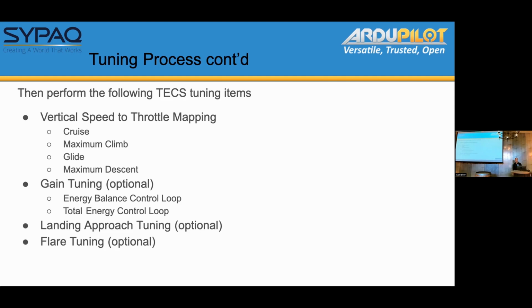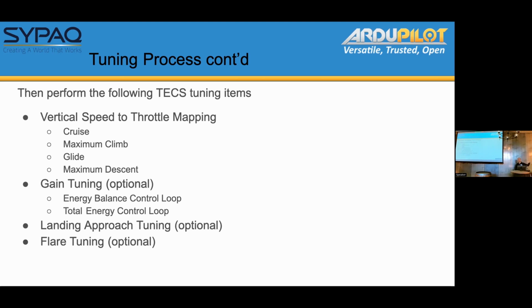Okay. Then once those items have been performed, we go into TECS. And the most important item is vertical speed to throttle mapping. And we have 4 flight conditions. We have cruise, which is level flight, and your maximum climb. There's gliding, where you've got power off and it's just descending at your mission speed. And then there's what you define as your maximum descent: how fast can I descend, or do I want to descend, without overspeeding the aircraft?